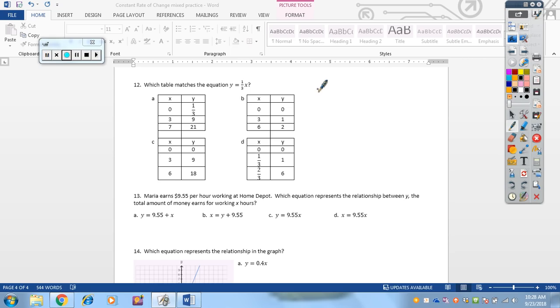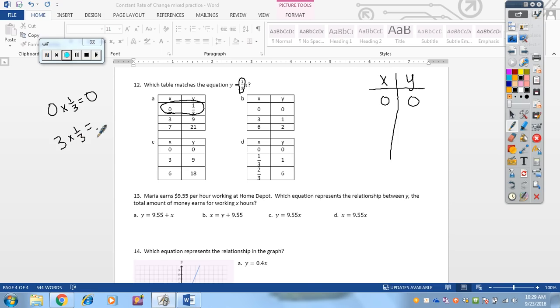For number 12, it's kind of the same as number 11, except the constant has to be 1/3. So I like to make my own tables for this. So 0 times 1/3 is 0. So I would cross off anything that doesn't have 0, 0, which would be A. And then there's none that have 1, so I would go to 3. 3 times 1/3. Well, I know how to multiply fractions. So if it's 3, it should be 1. So I would cross off anything that doesn't have that relationship.